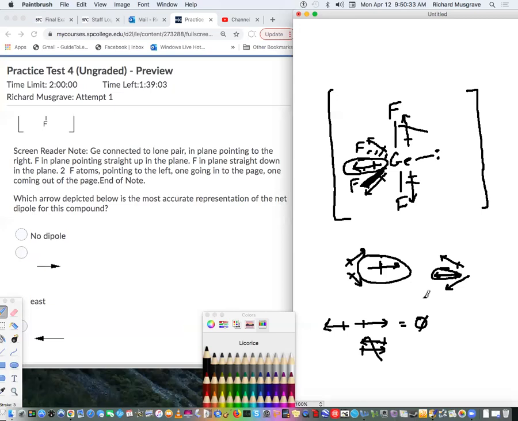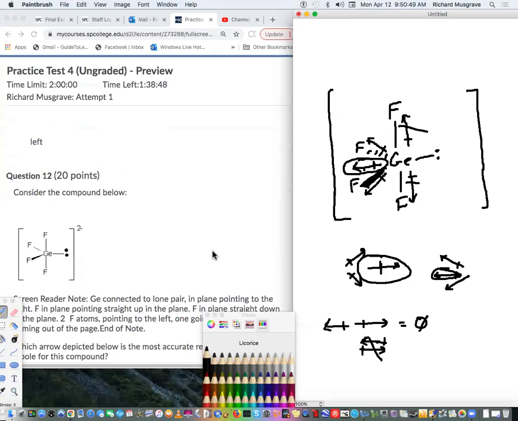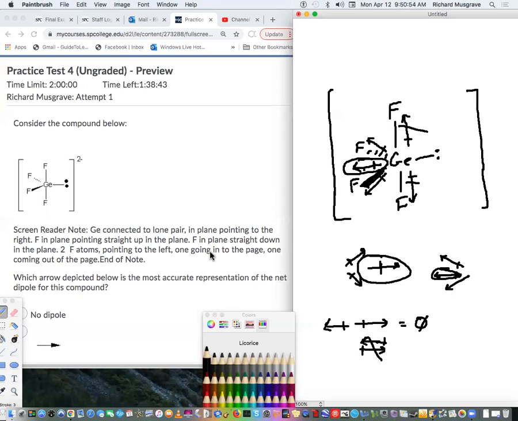Yeah, thank you so much. All right. What are the two dots? You've got to consider that to be a non-bonding electron pair. Okay. Does anybody have any other questions about that? Any other questions?